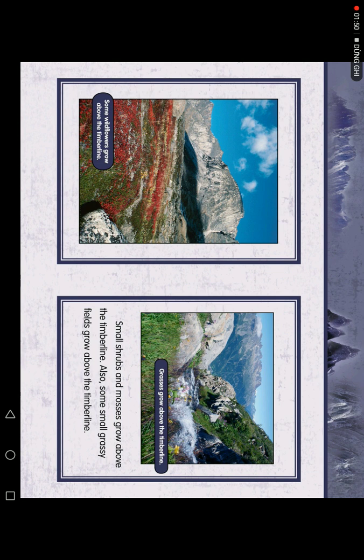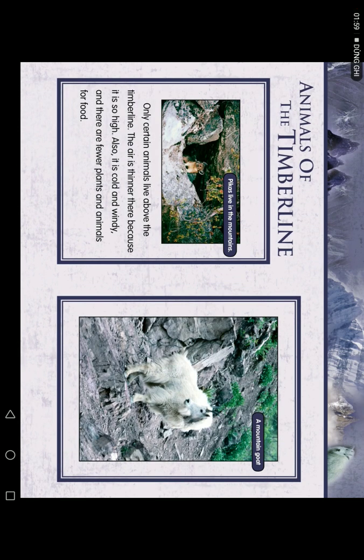Grasses grow above the timberline. Small shrubs and bushes grow above the timberline. Also, some small grassy fields grow above the timberline. Animals of the timberline. People live in the mountains. Only certain animals live above the timberline. The air is thin there because it is so high. Also, it is cool and windy, and there are fewer plants and animals for food.